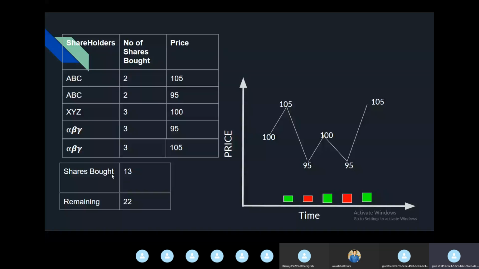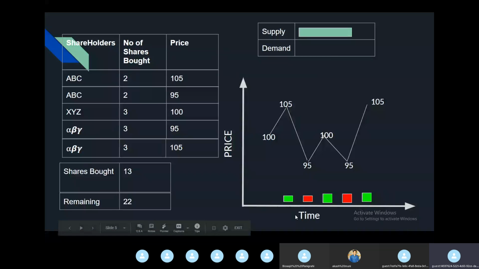What is the meaning of that? The meaning of that is we have a supply of 22 shares. And do we see any demand right now? I don't see any demand right now. So the demand is in red, saying that there is no demand and there is a supply of 22 shares, so that is still good. From 35, 22 is not a big change, still there.